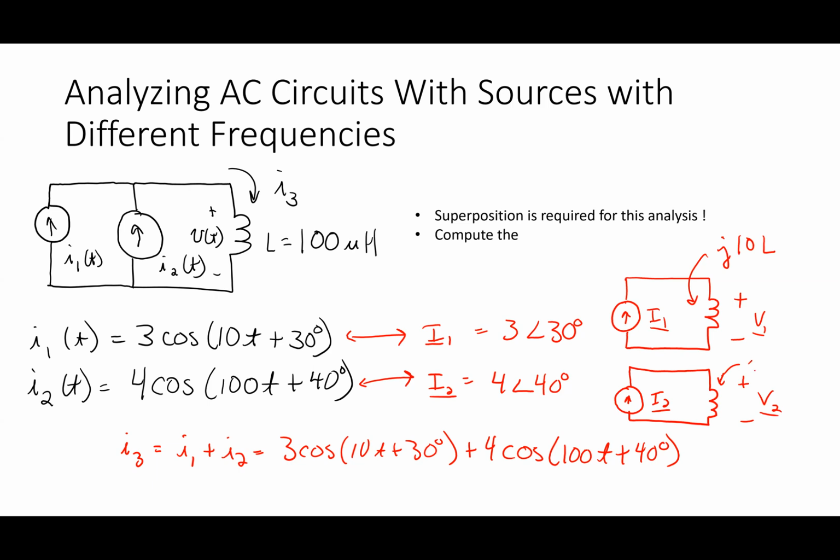J100L, right? J100L. So I would do my analysis, and then the voltage across this thing would be what? How would I get the voltage phasor ultimately across that inductor? It's V1 plus V2, except they're each at different frequencies. So what I have to do is transform this phasor back into the time domain, and then transform this phasor back into the time domain and add them.